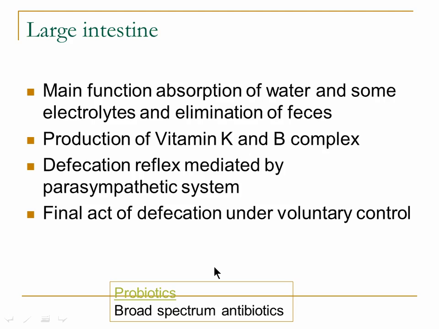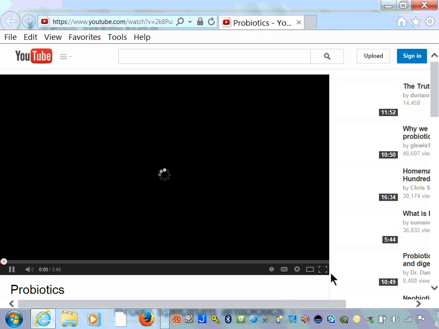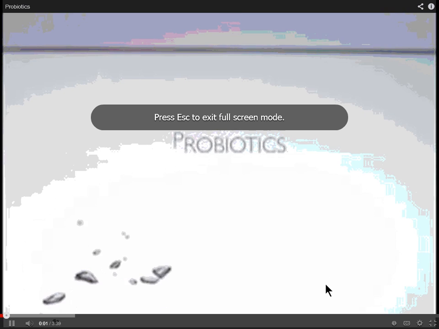So let's look a little bit at probiotics, since there's so much talk about it nowadays, and it's really something that most of us need.